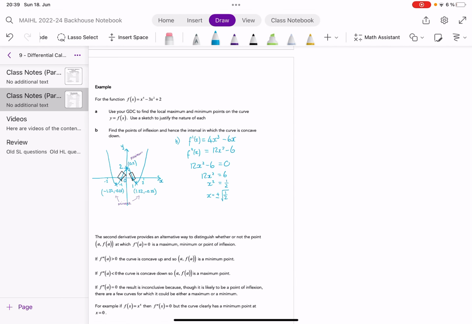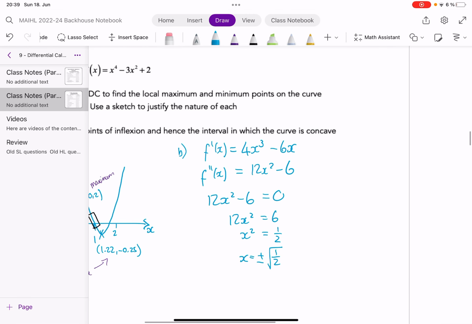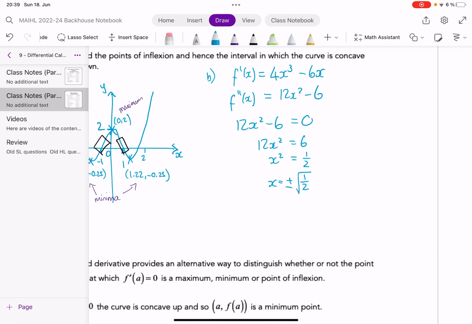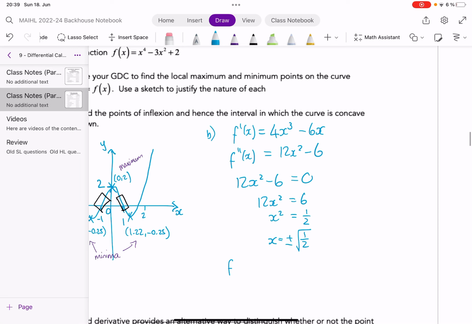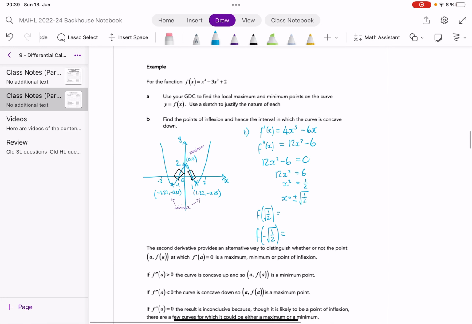All right, so let's make sure we actually answer this question. Find the points of inflection. So I've got x values. I need y values now. So I guess I'm going to need to put that value back in the original function. So I would be finding f of square root of a half, and I'll be finding f of the negative square root of a half, and I'll get my two coordinates. I'll do that in a minute. You don't need to watch me punching all that into the calculator, and I'll pop it on our OneNote.